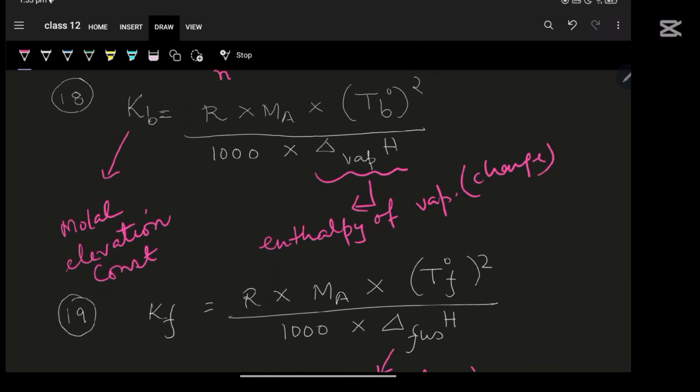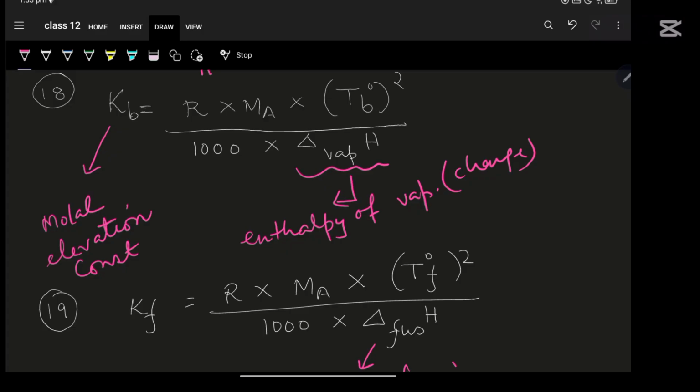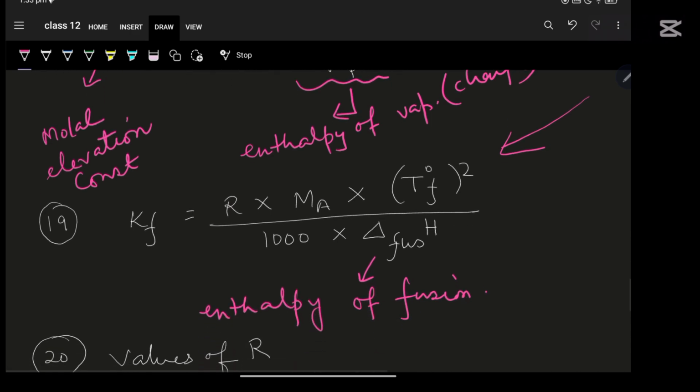Now, this is again a question which is asked in one of the board exams, relation between the molar elevation constant and enthalpy of vaporization or fusion. So this is the relation with respect to delta H vaporization and with respect to delta H fusion.